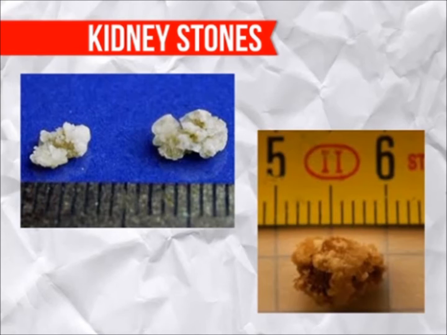This is typically done with a 24-hour urine collection that is chemically analyzed for deficiencies and excesses that promote stone formation.